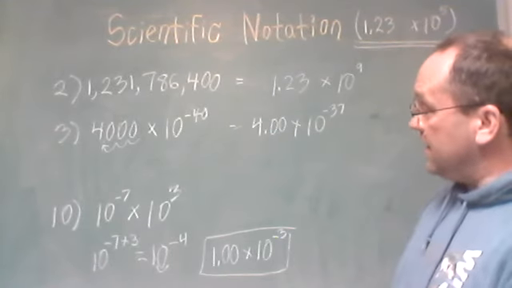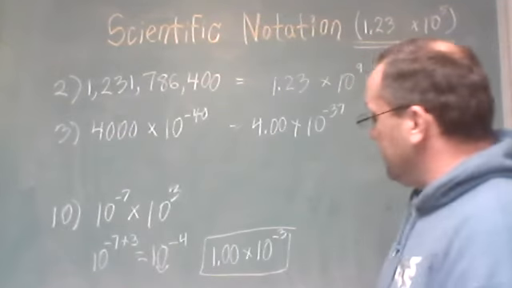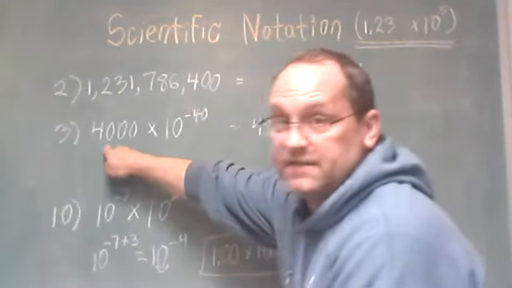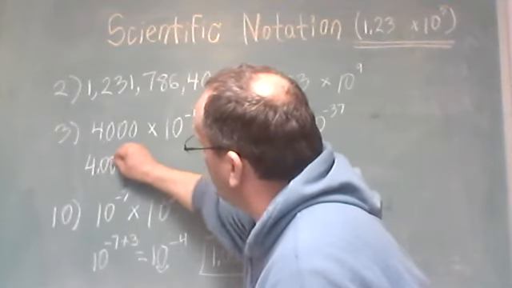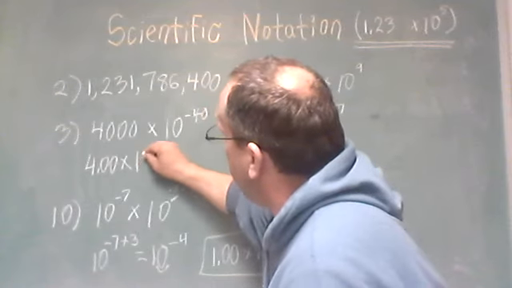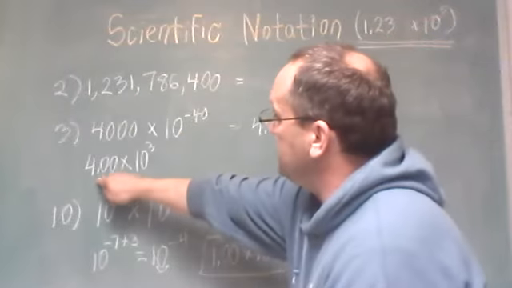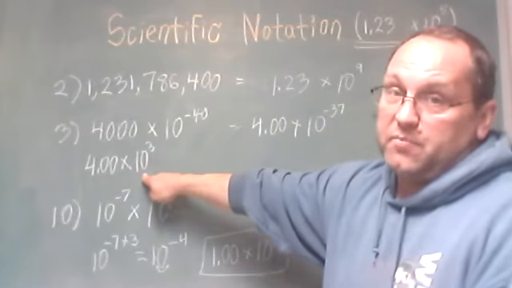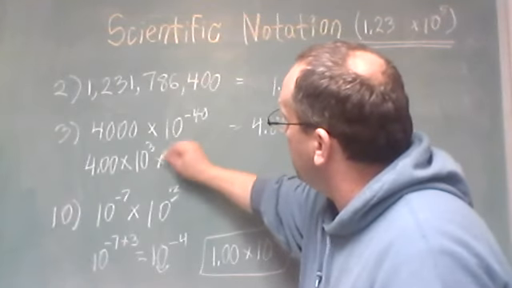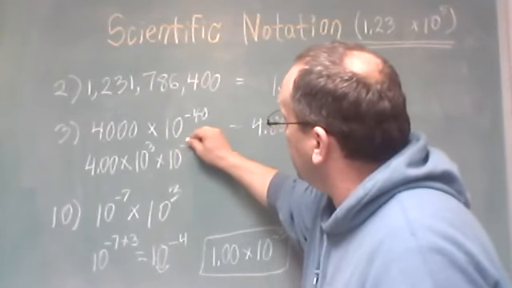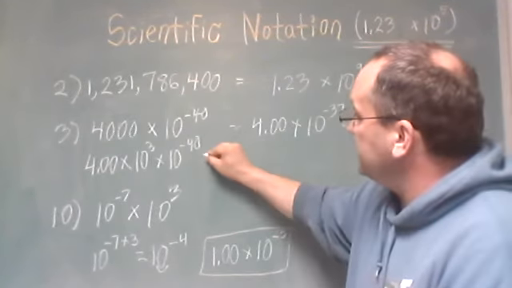Another way we could handle those problems is if we want to express just this number itself in exponential form: 4.00 times 10 to the third. I moved the decimal place over 3, made the number smaller. I compensate by putting a 10 to the third there. Then I multiply it by another 10 to the minus 40. That's our expression.